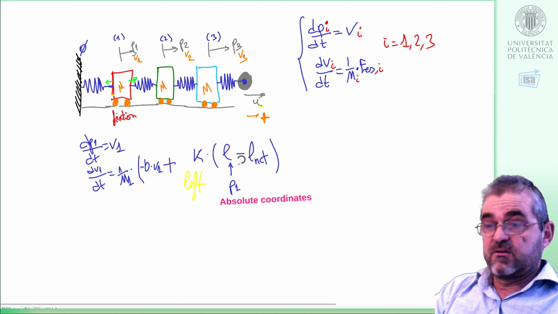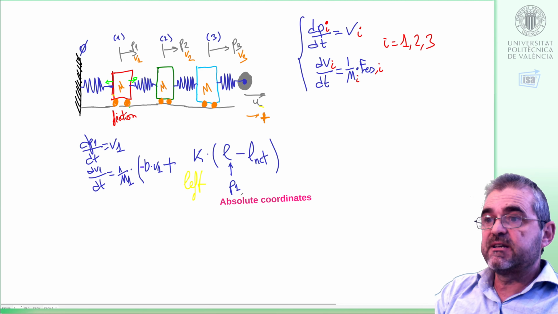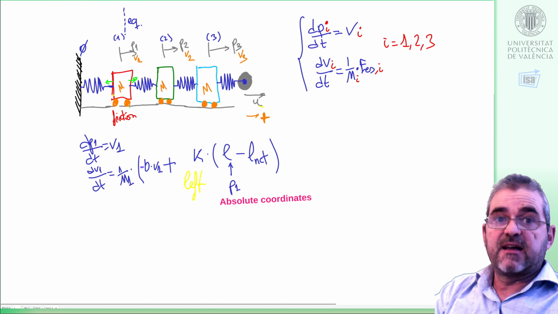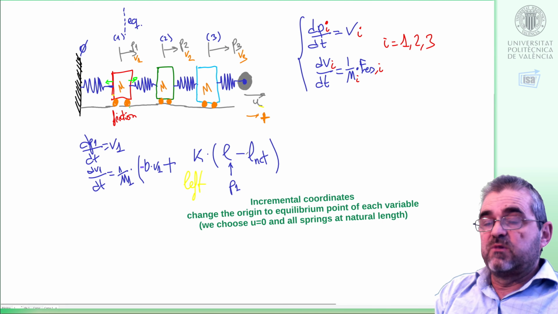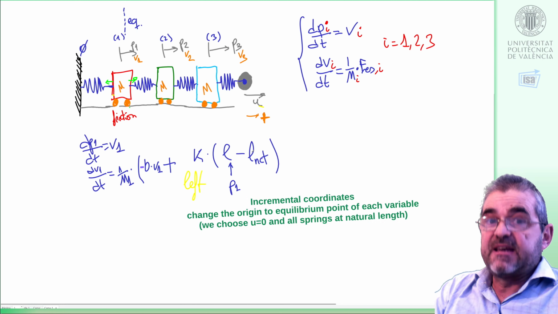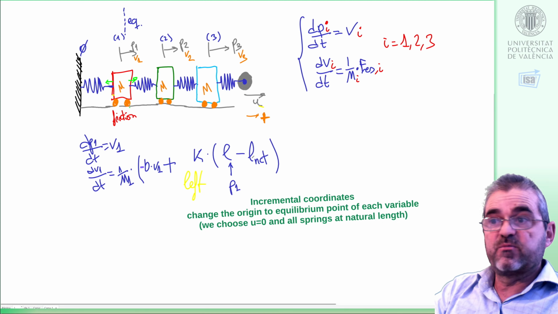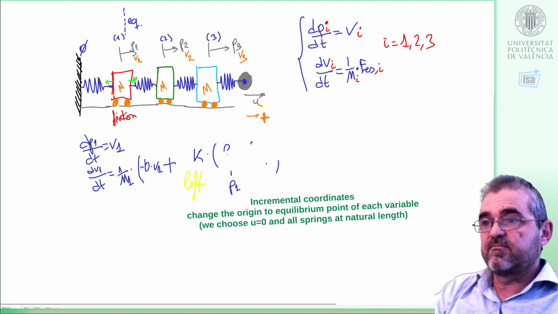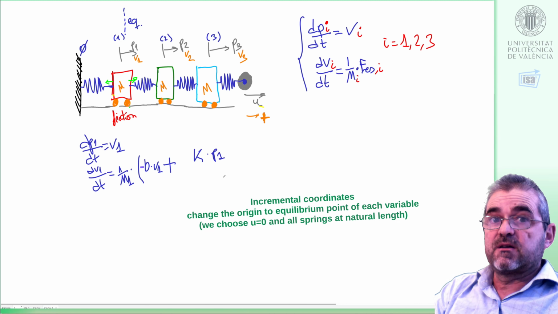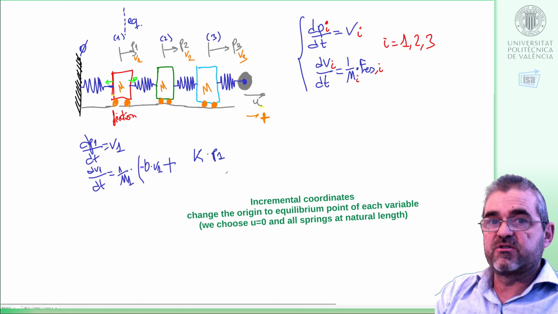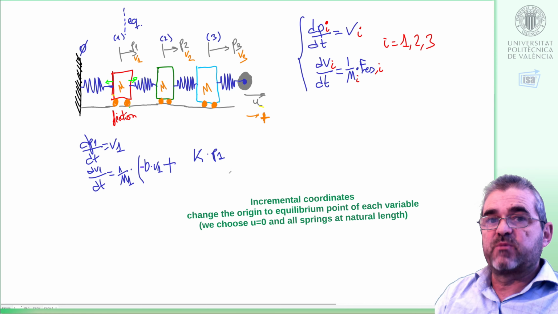However, this is correct if we work in what we call absolute coordinates, but we are going to work in incremental coordinates. The origin of P1 will be the equilibrium position when the spring is, let's say, at its natural length. When we think in these incremental coordinates or linearized models, constants do not have increments and get out of our model. So instead of putting this in absolute coordinates, we will just write K P1, and hence our model will be valid only if P1 is the increment with respect to the equilibrium position in which everything is stopped and springs exert no force. But okay, with that reference system, why not?